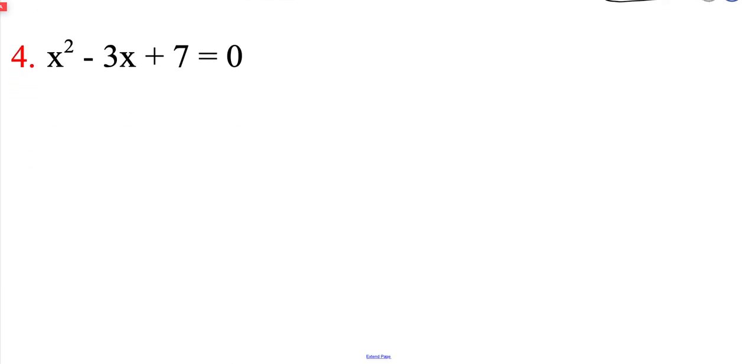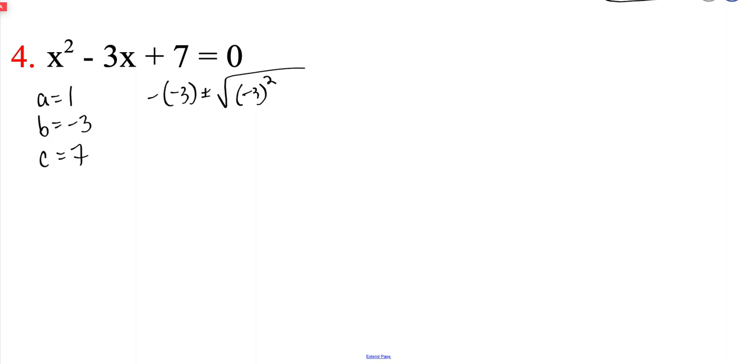All right, number 4, identify A, B, C. A is 1, B is -3, and C is 7. Go ahead and throw it in your formula. -B plus or minus the square root of B squared minus 4AC, all over 2A.